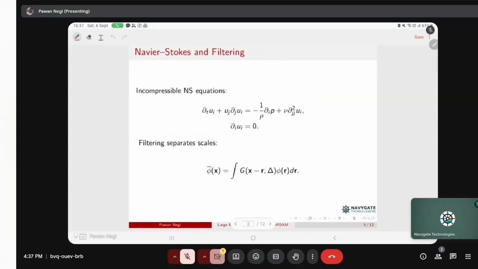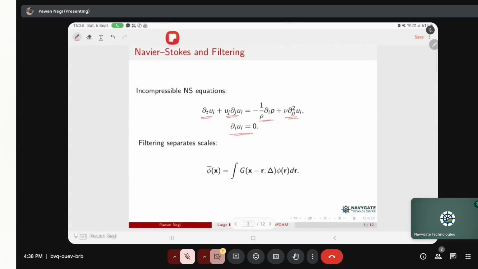This is how we can write the Navier-Stokes equation. This is written in Einstein's notation. This is the unsteady term, this is the convective term, this is the pressure gradient, and this is the viscous term. And then this is the continuity equation. This is an incompressible Navier-Stokes equation.